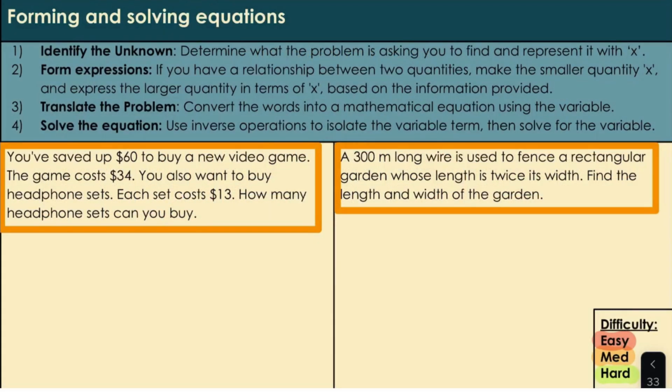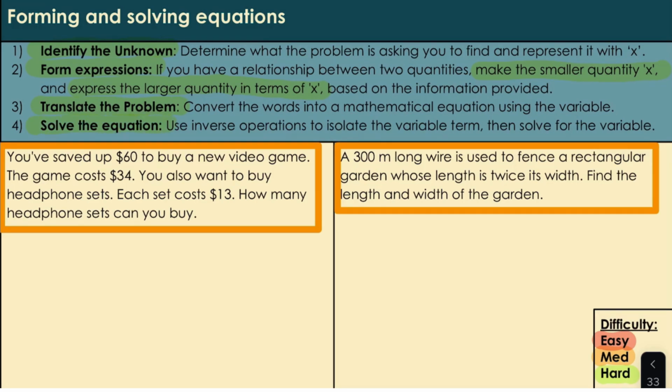Today we learn how to form and solve equations. We will follow these 4 steps. Identify the unknown, form expressions. If we ever have 2 quantities, we make the smaller quantity x and express the larger quantity in terms of x. Third step, translate the problem, convert the words into a mathematical equation.